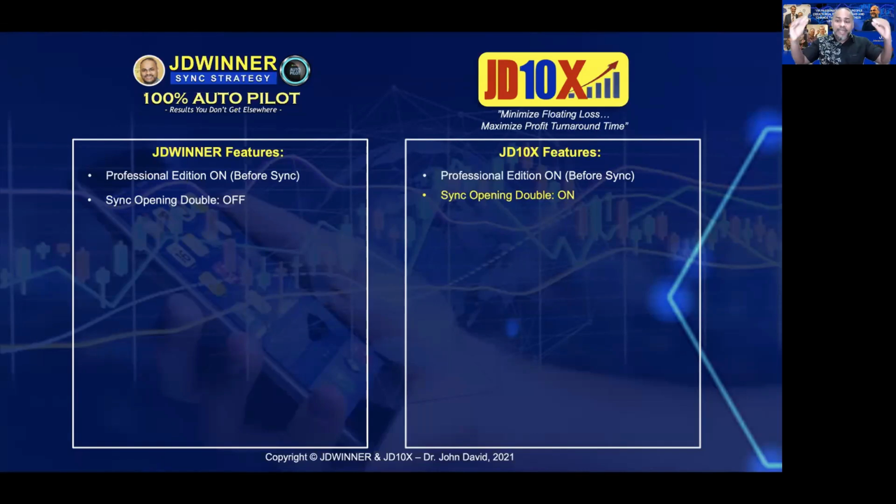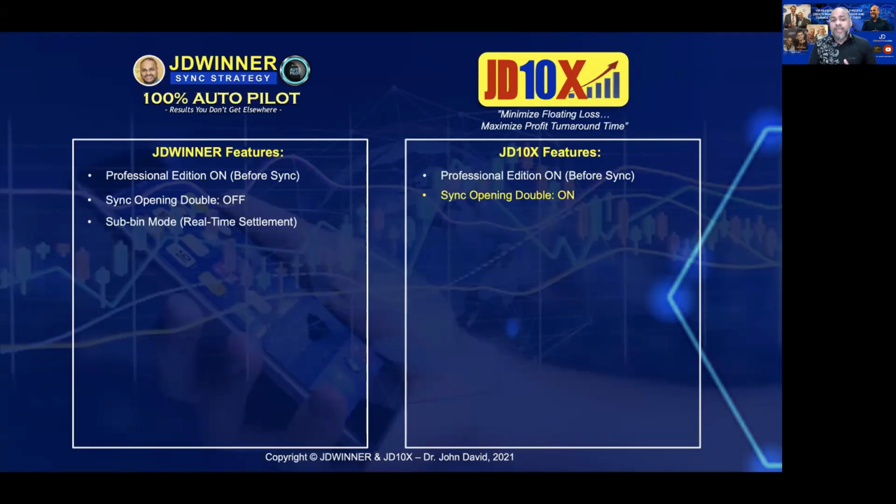So now when the market is really bouncing and moving upward, definitely the higher the first order or the first entry will make a much greater profit. All right. So JD10X is designed so that when the market is uptrending, you can make more profit, and when the market is downtrending, you can have much deeper margin calls in order to sustain what we call a declining of the market. All right. So this is the reason why we are doing this. We want to minimize the floating loss, but we want to maximize the profit turnaround time. That is why JD10X was actually created.